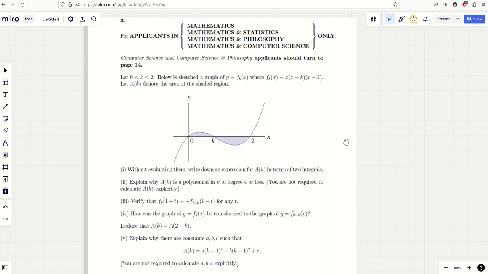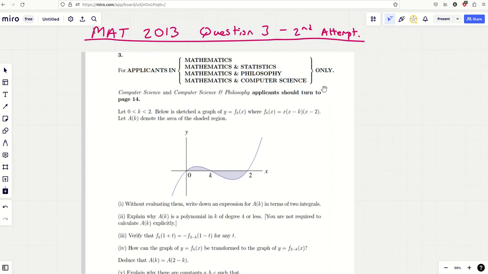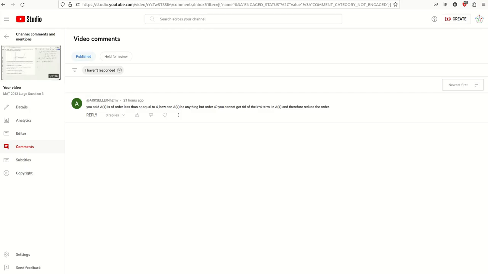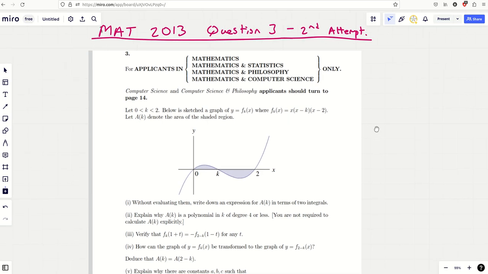And just to clear up any confusion you might have, the reason they've asked for degree 4 or less is simply because of the approach that they thought the candidates would use. It's not because it actually is. The poster is absolutely right. Can't remember who said it now. Arc Seller. Yeah, I completely agree. So there we go.